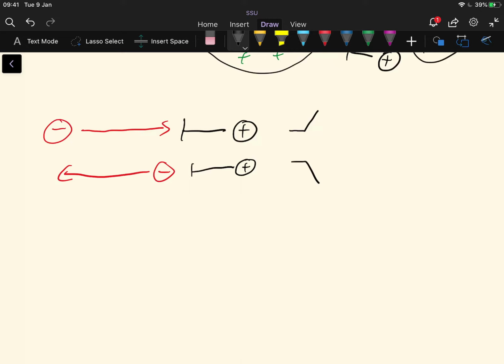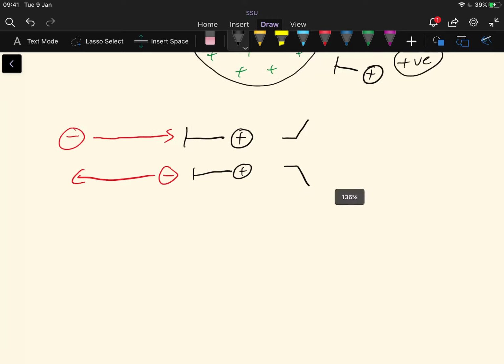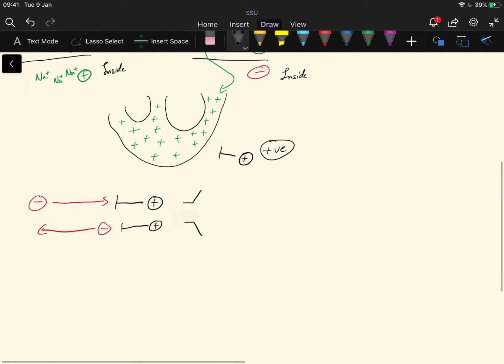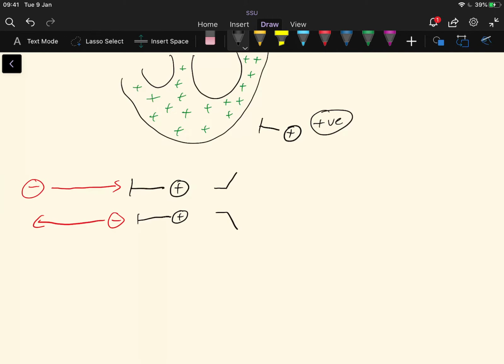Okay? So in depolarization, when the cell becomes negative, we have negative charge. If it moves towards the lead, we get an upstroke. If it moves away, if the depolarization moves away from the positive lead, we get a downstroke.